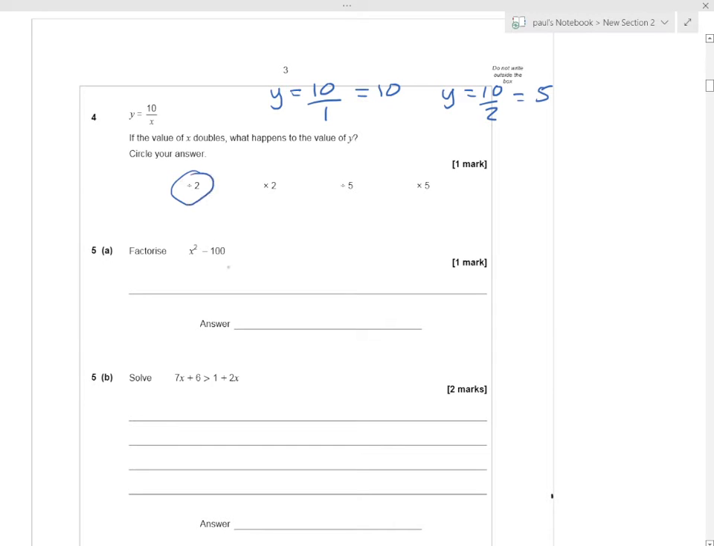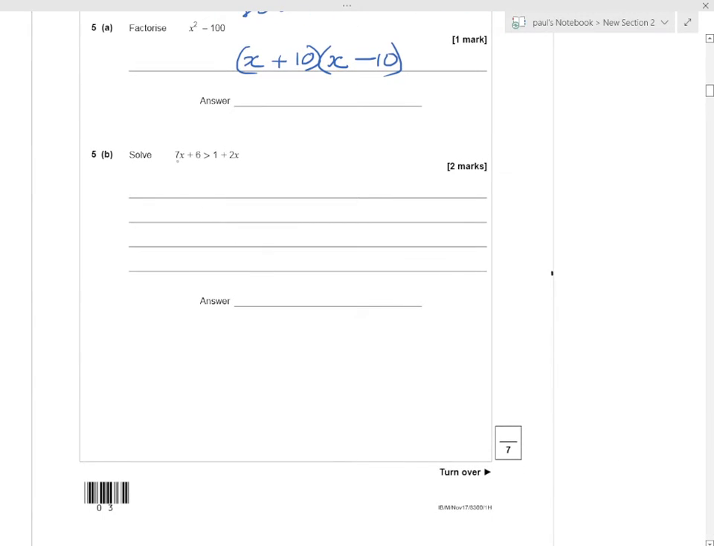Divide by 2. This one, difference of two squares. So we do the two brackets, we're factorizing, and so we need to find the square root of that, which is x and x. The square root of 100 is 10 and 10, and we need a plus and a minus. Difference of two squares.